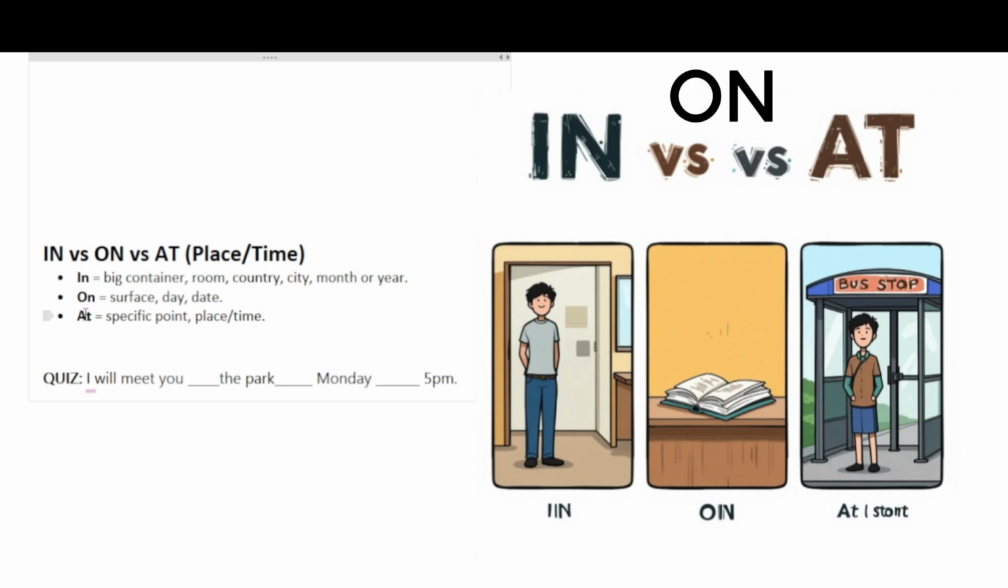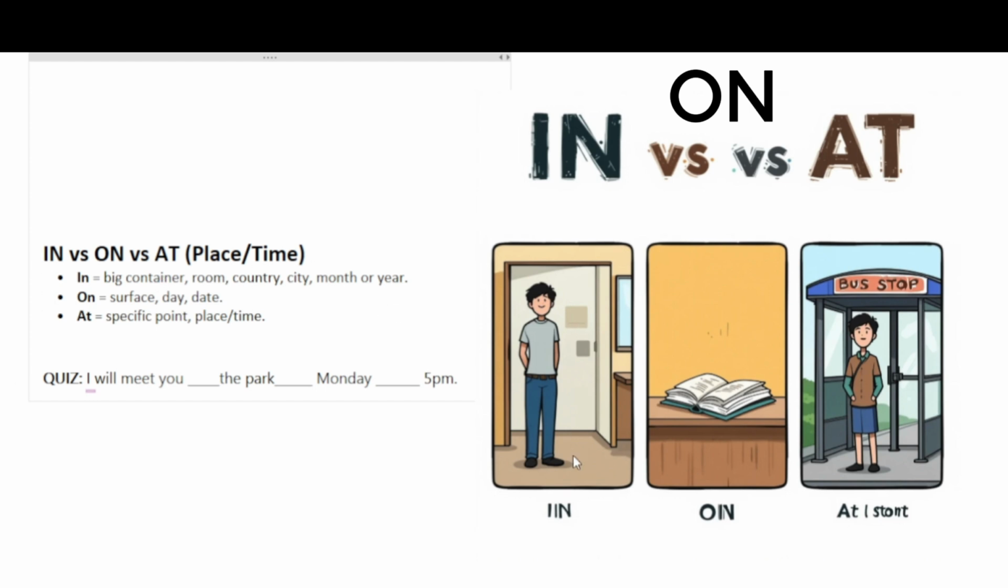Discuss where they are differently used. "In" is used when we talk about something being inside something. For example, in a big container, in a room, in a country, in a city. These all show that we are talking about a place.